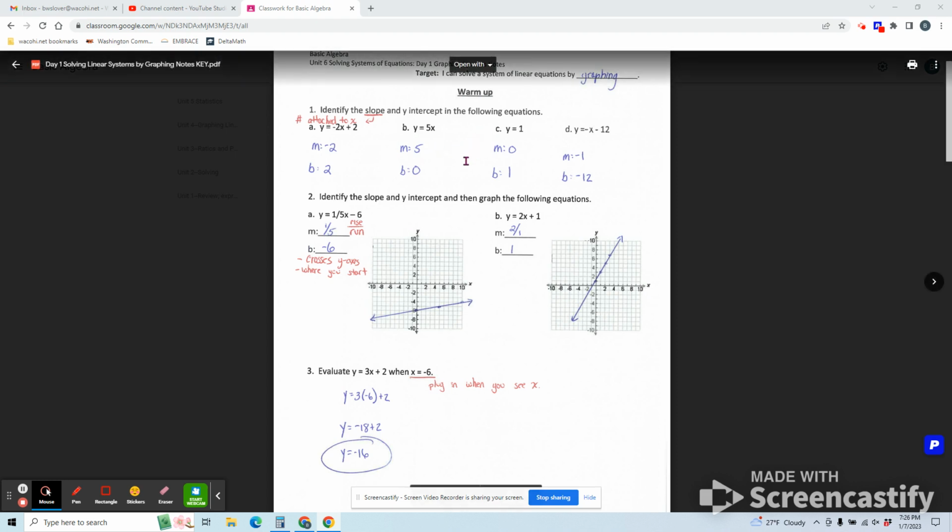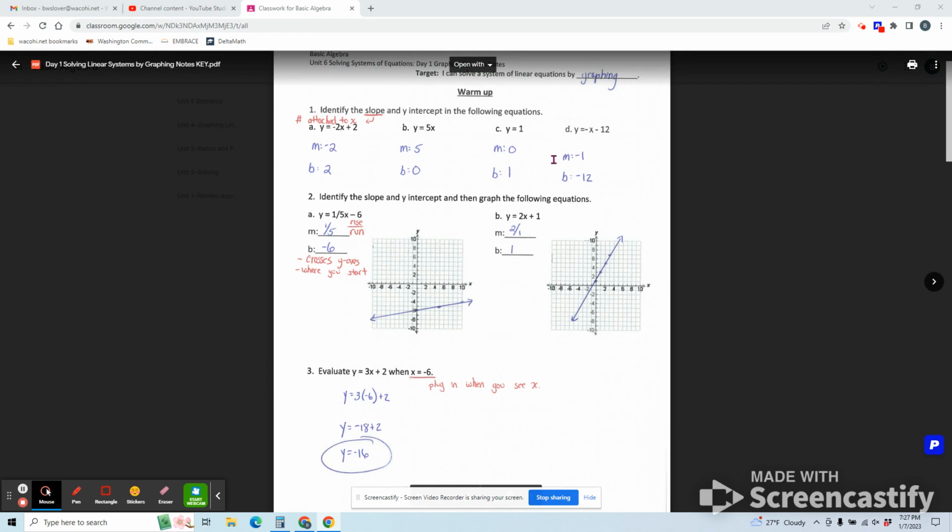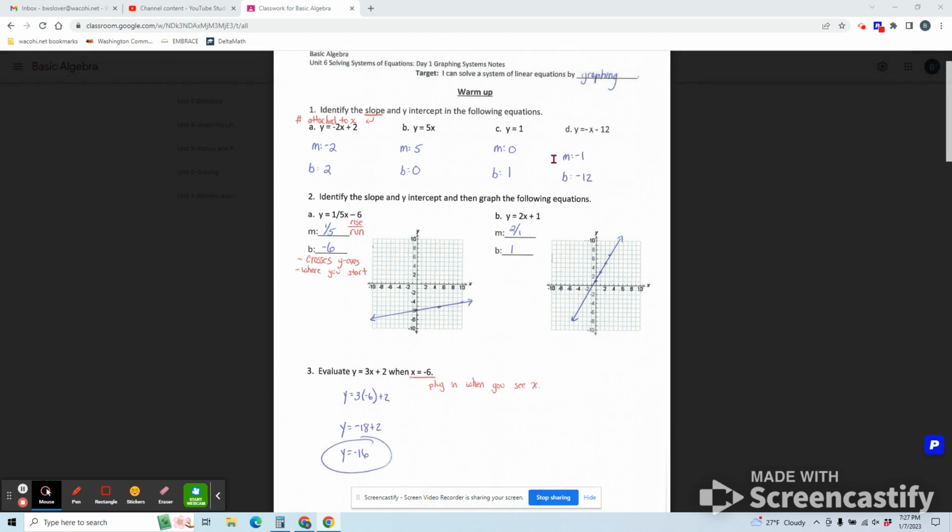For letter C, we have a horizontal line. It says y equals 1, so that means it's a horizontal line. So that means we have a slope that is 0 and a y-intercept that is 1. And then letter D, it says y equals -x. Well, that -x means my slope is -1. So you have -1 is your slope, and then -12 is your y-intercept.